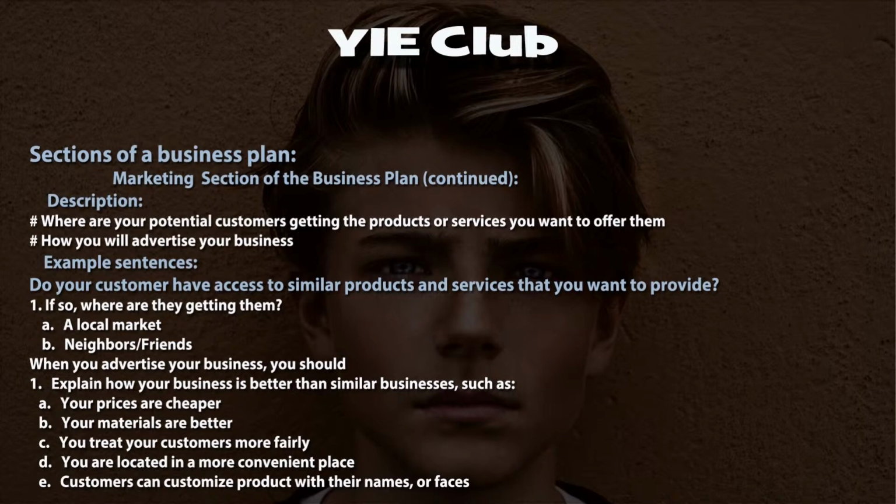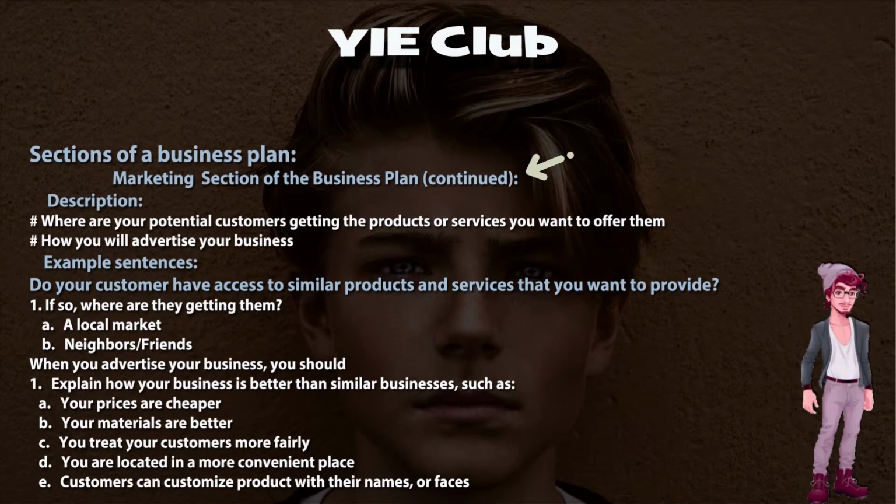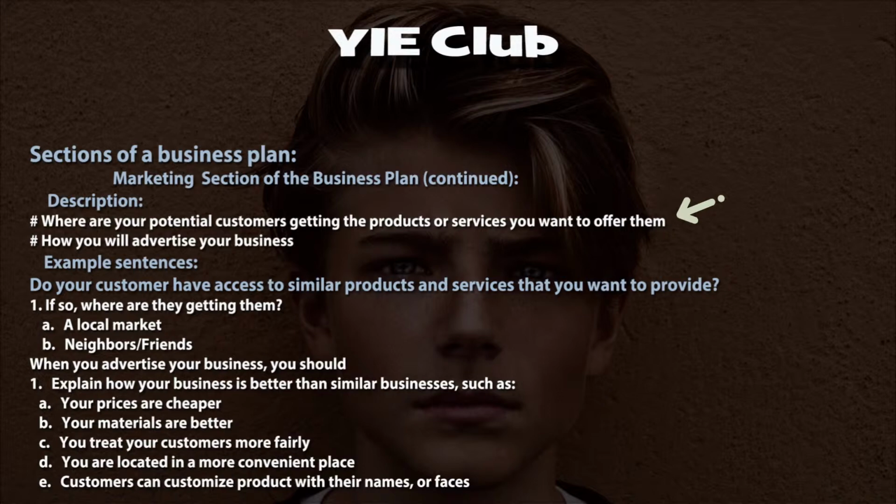The next section to include in your business plan is the marketing section. In the marketing section, you want to talk about where your potential customers are getting their products or services that you would like to offer them, and how you're going to advertise your business to these people. Some examples of sentences that you could use would be, do your customers have access to similar products and services that you want to provide? If so, are they getting their products at the local market, from friends or neighbors?